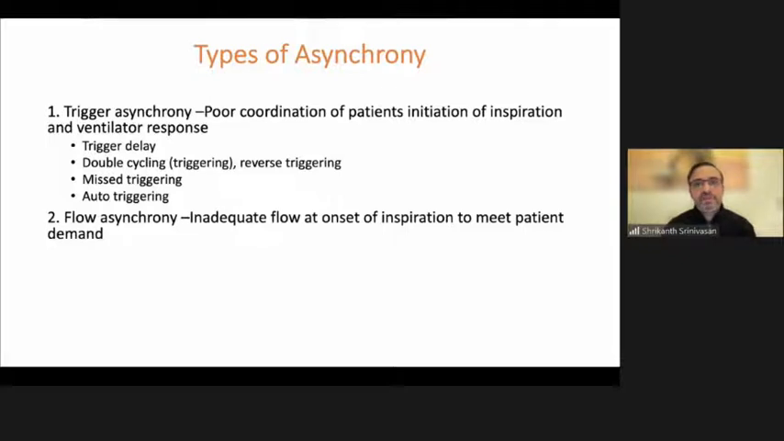Second, once it starts to trigger, then there's a flow of gas. Now, there could be asynchrony with regard to flow also. This manifests in the form of inadequate flow at the onset of inspiration to meet the patient's demand. The flow may be much lesser than what the patient requires, and this is specifically so when the patients are having air hunger. So this manifests very classically in patients who are having acute lung injury of some form, inflamed lungs, especially during initiation of ventilation or during weaning from ventilation. So they may have flow asynchronies.